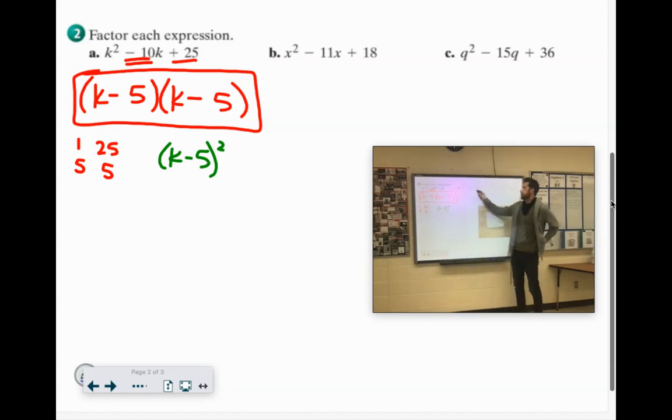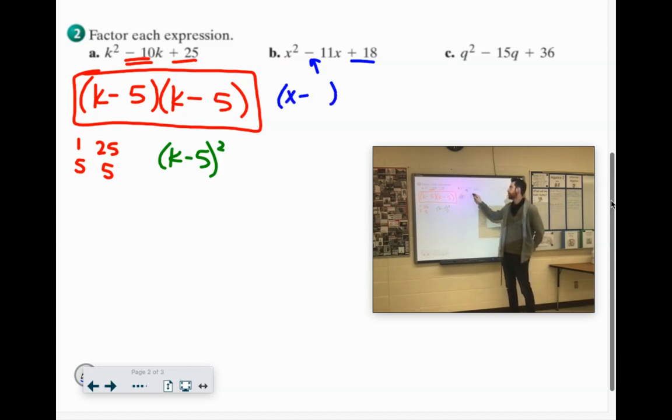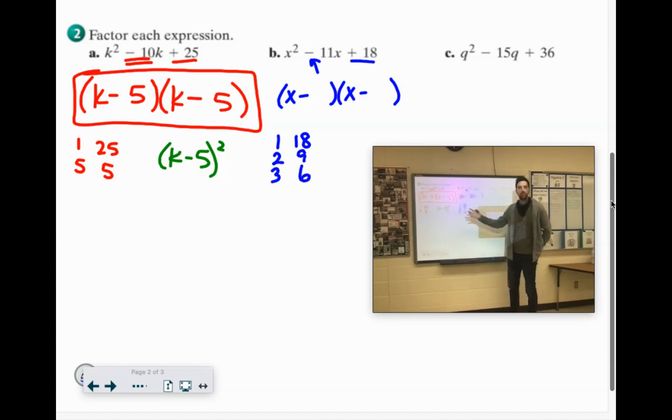All right. Ends in plus, so they have to both be the same. Our first symbol is minus, so that means they have to both be minus, both negative. x minus, x minus. Numbers that multiply to 18, but add up to 11. So the factors of 18, we have 1 times 18, we have 2 times 9, and we have 3 times 6. These are all the factors. Which set adds up to 11? 2 and 9.